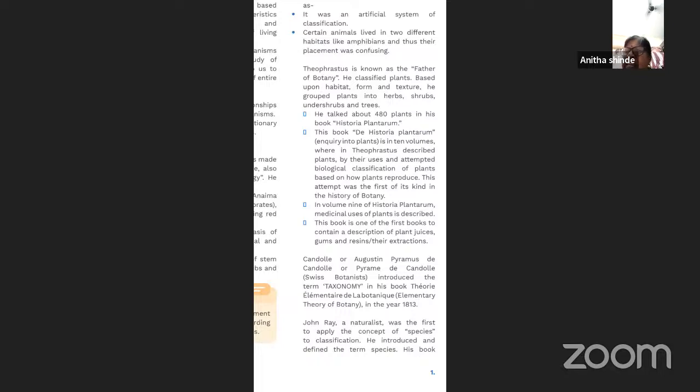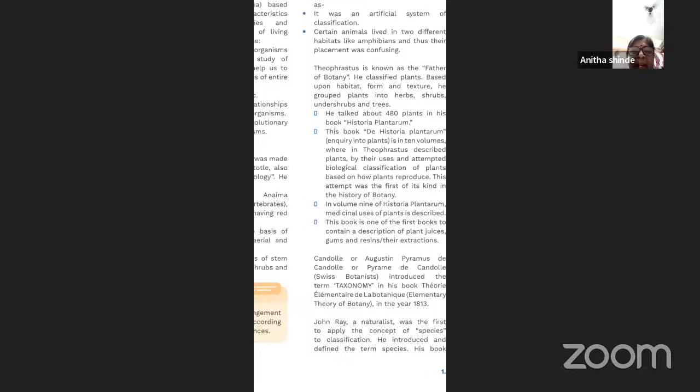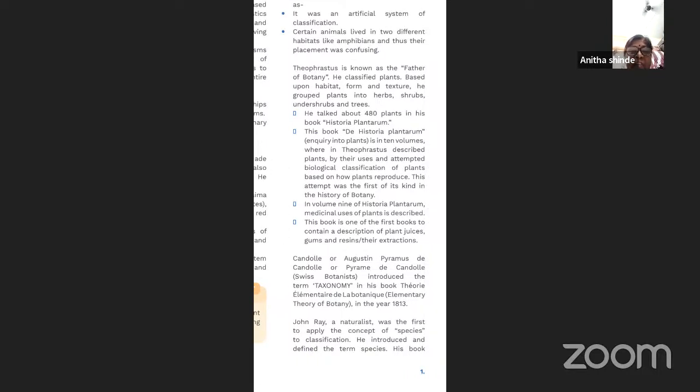So his contribution is only regarding the introduction of the term, which is nothing but taxonomy, in his book. Okay. So this is his contribution. Now another scientist by name John Ray, who is again a natural scientist. What he did, he introduced the concept of species in the classification.